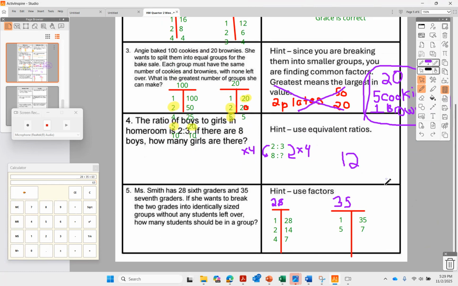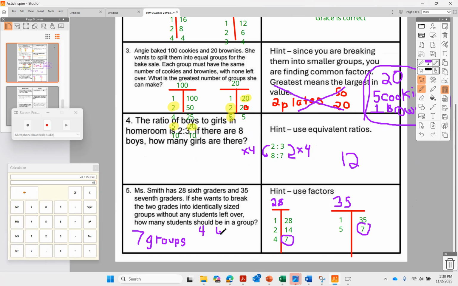So my greatest common factor, my only common factor is 7. So I'm thinking that she wants to break it into 7 groups. Okay? And in each group, there would be 4. The finger writing is really tough. I don't know why I tried to.